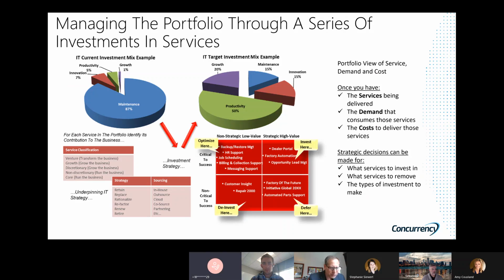And then the bottom one is interesting. Those are basically services that you figured out don't provide value and they're not necessary to the operation of the company. So why are we spending money on that? So that becomes a de-investment strategy there.